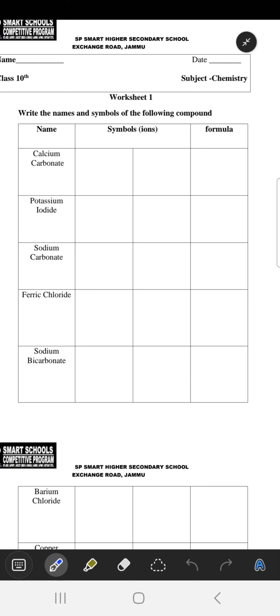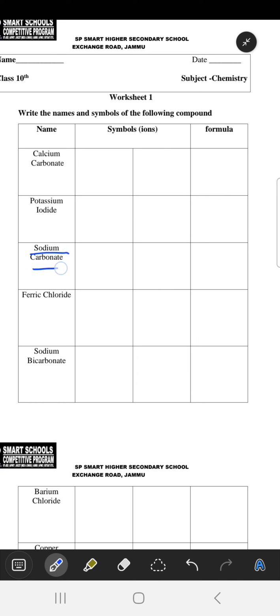First, we have calcium carbonate. For the calcium, we have Ca2 positive, and for the carbonate, we have CO3 2 negative. Combining these two, what we get is calcium carbonate, that is CaCO3. Second, we have potassium iodide. For the potassium, we have K positive, and for the iodide, we have I negative. Combining these two, what we get is KI, that is potassium iodide.